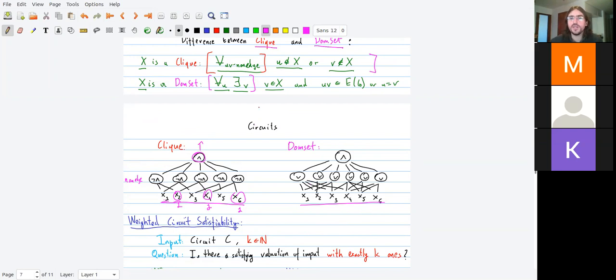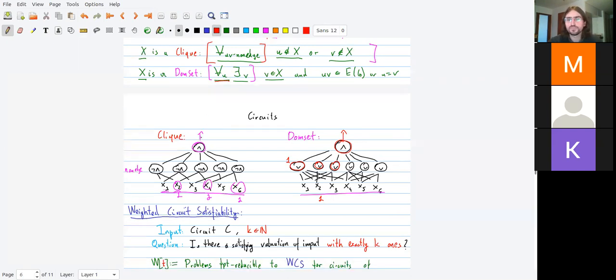Similarly for the dominating set problem, for every vertex, I would make a disjunction gate that checks whether there is a vertex in the closed neighborhood that dominates the vertex corresponding to this gate. And then again, I make a big conjunction gate at the end that checks that all these requirements are satisfied, and this corresponds to this universal quantifier.